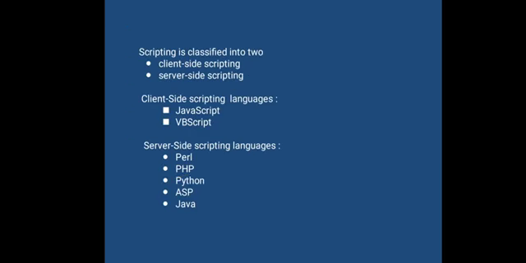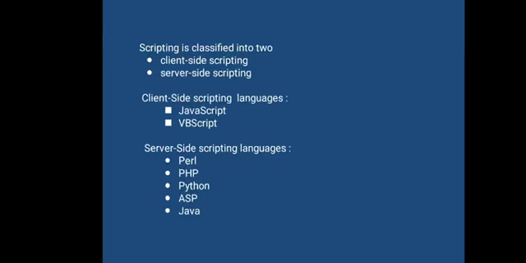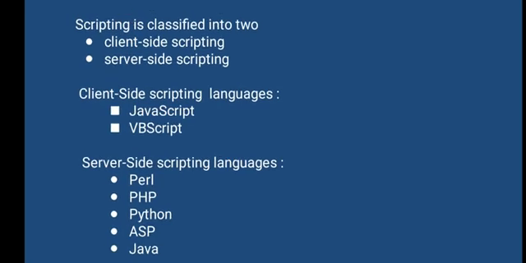Scripting language is classified into two: client-side scripting and server-side scripting. If the script is interpreted by the client system, then it is client-side scripting program. If the script is interpreted by the server, then it is server-side script.